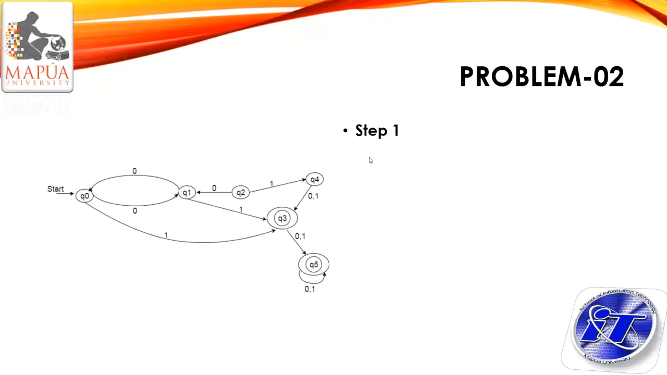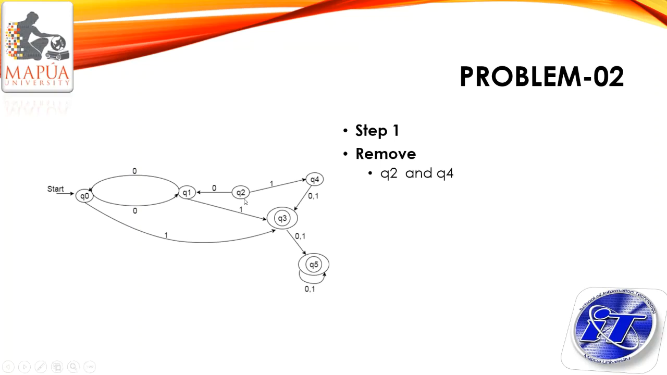So let's continue our discussion about problem 02. Let's have this automaton. So again, let's start with step 1. Determine if there is a trap state or unreachable state. Is there a trap state or an unreachable state in this automaton? Yes, we have Q2 and Q4.